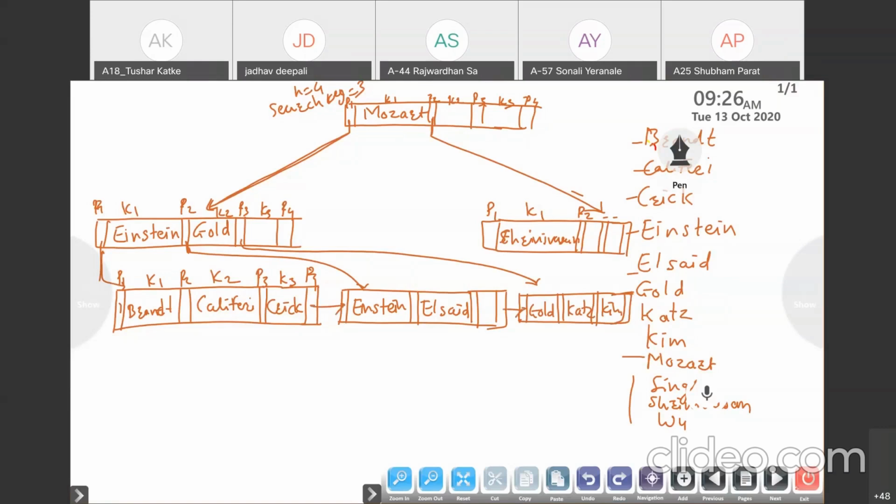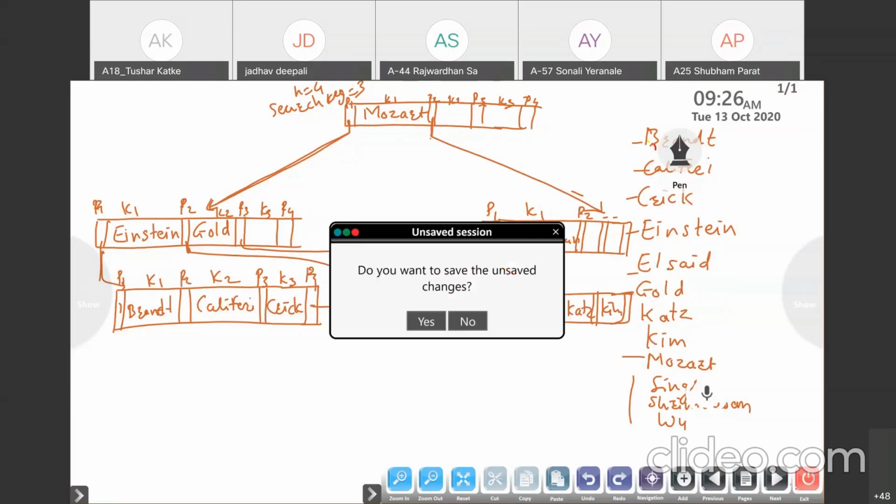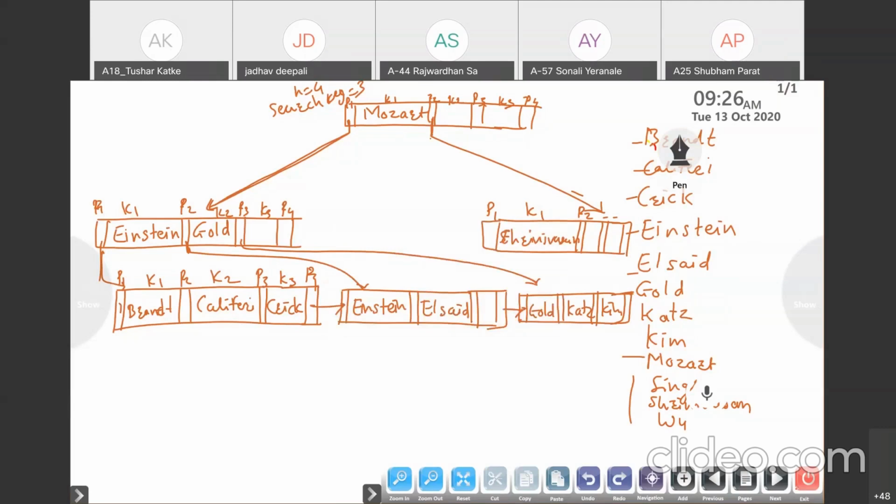See once again. We use Mozart as a root node. Then Mozart. Suppose this pointer points to the record with the search key less than Mozart, and this pointer points to the search key greater than or equal to Mozart. So before Mozart, there are so many values. Among that two we have used, that is Einstein and gold. Here we use Einstein and gold. And here it is greater than Mozart. So there are three values greater than Mozart. Among the values between, Srinivasan we have used here.